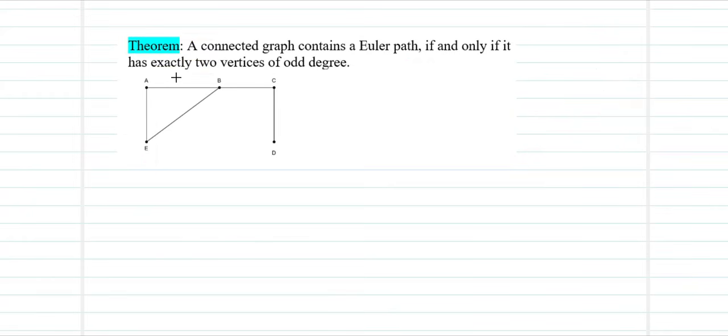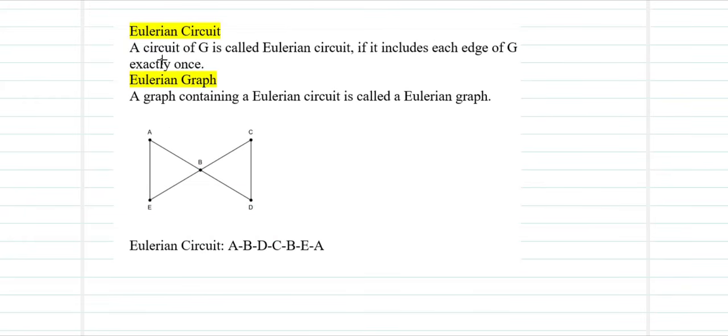Now, what is meant by an Eulerian circuit? A circuit of G is called an Eulerian circuit if it includes each edge of G exactly once. So, it has to be a circuit. What do you mean by a circuit? It starts at a point and it ends at the same point. Then what do you call this? You call this a circuit.